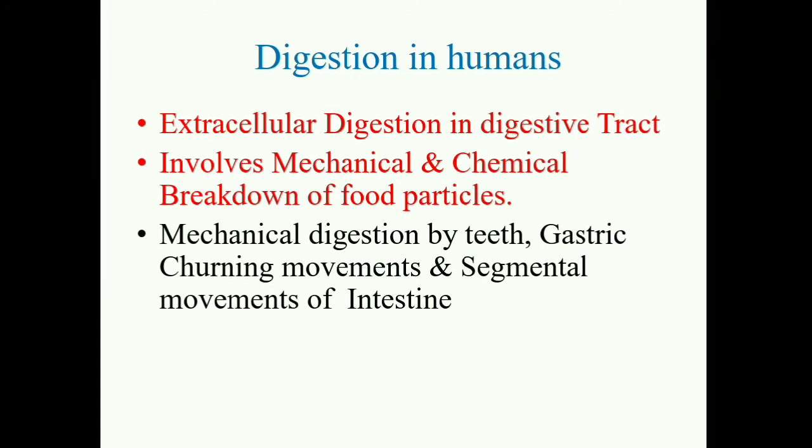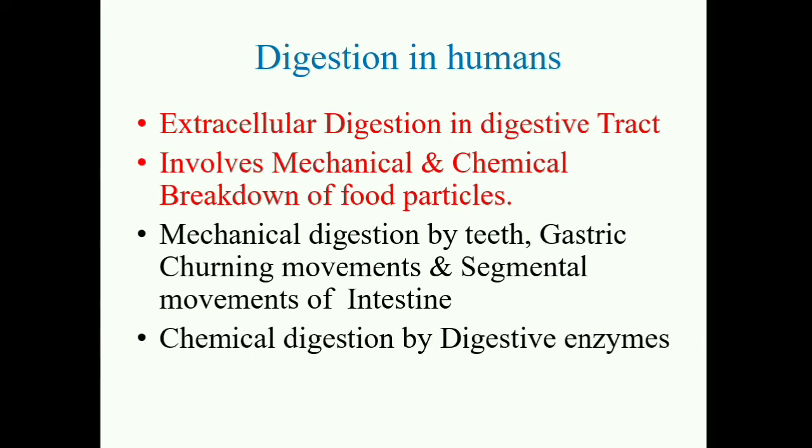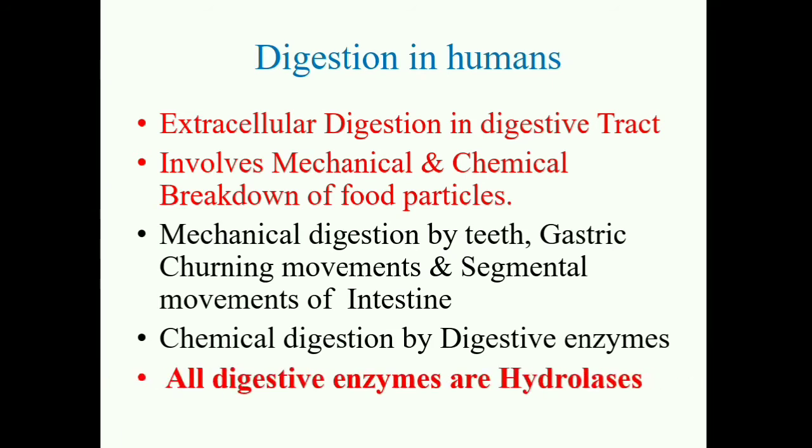Mechanical breakdown basically occurs by the action of teeth, movements of stomach, which we call churning movements, and segmental movements of intestine, while chemical digestion occurs with the help of digestive enzymes. Let me tell you, all digestive enzymes produced inside the alimentary canal are said to be hydrolases. They are hydrolases as they carry out breakdown of substrate or food particles in the presence of water. So all digestive enzymes, since they require water for breakdown, we call them hydrolases.